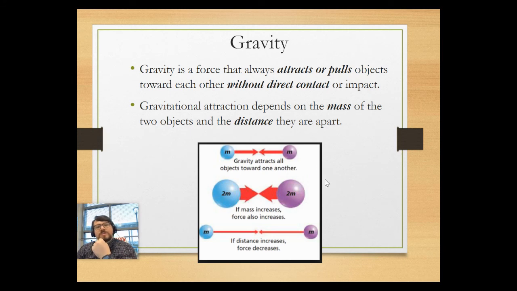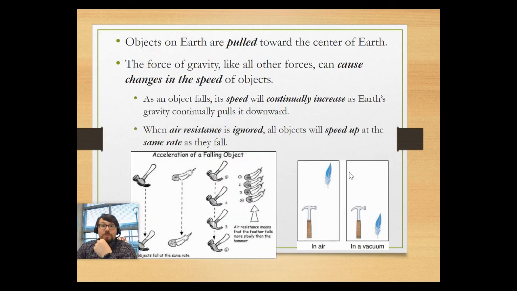Same thing goes with moons and planets and stuff like that. The closer they are, the more attracted they are to each other. And the bigger they are, the more gravitational force they have. So objects on Earth are pulled toward the center of Earth. The force of gravity, like all other forces, can cause changes in speed of objects. So how do friction and gravity affect speed of objects?